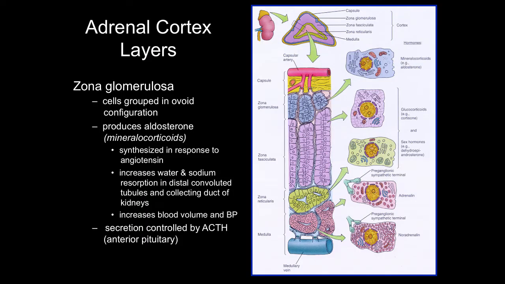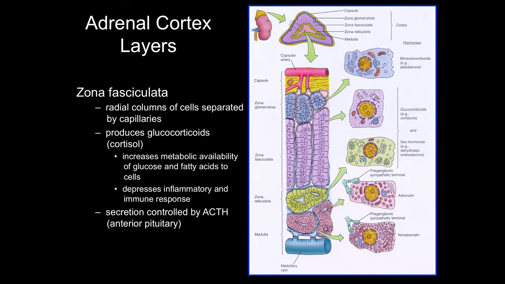If we look at the layers in the adrenal cortex, in the zona glomerulosa, the cells are grouped in an ovoid configuration. As we said, these cells produce mineralocorticoids, primarily aldosterone. This is synthesized in response to angiotensin. Aldosterone causes an increase in water and sodium reabsorption in the distal convoluted tubules and collecting ducts of the kidney, which will result in increased blood volume and blood pressure. The secretion is controlled by adrenocorticotrophic hormone, which is released from the anterior pituitary.